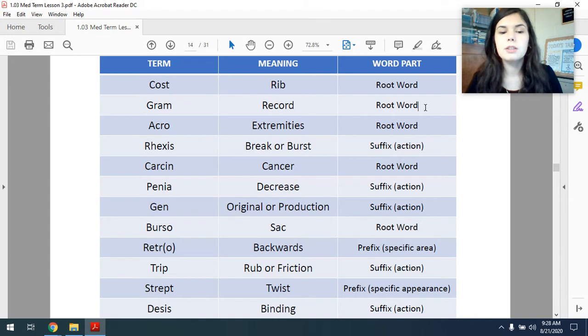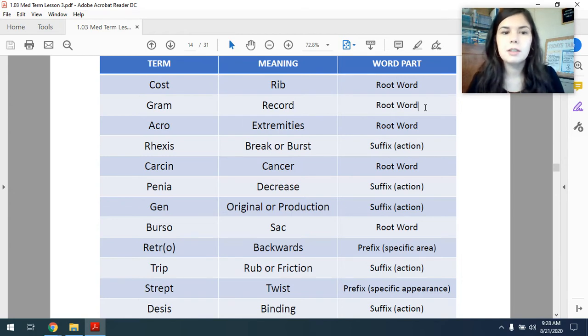Strep means twist, and this is another one that people would say is an action, so they would say it's a suffix, but really strep is a prefix because it is giving the specific appearance of something. Something appears twisted, like streptococcal pneumonia means that the bacteria is in a twisted shape. And then desis means binding, which is a suffix because it's an action.